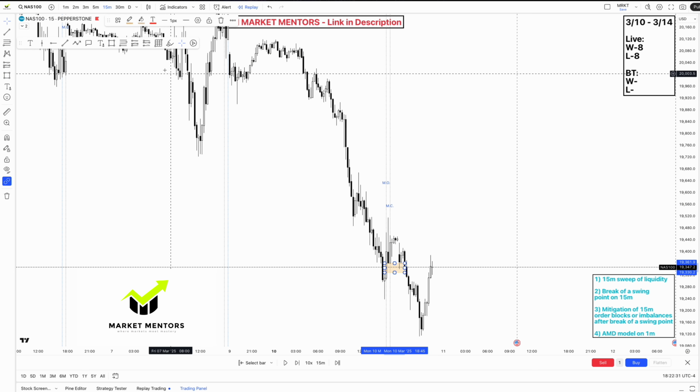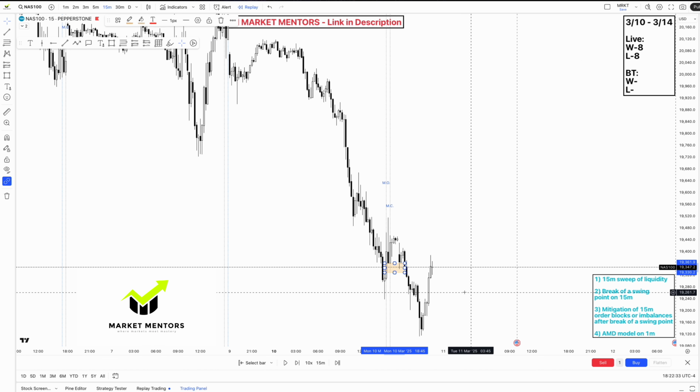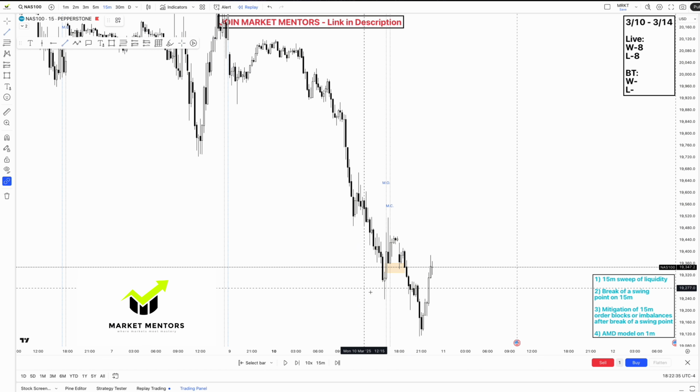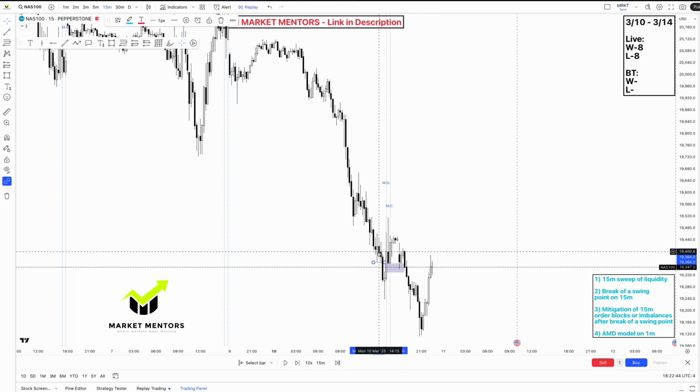It's going to be a little tricky because we're looking for this area of interest, and I don't know if it's actually a wick here or not, based on this candle. I don't know if this was wicked already and mitigated or not. So it's kind of hard to tell.